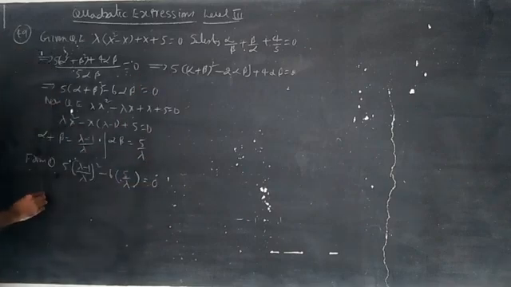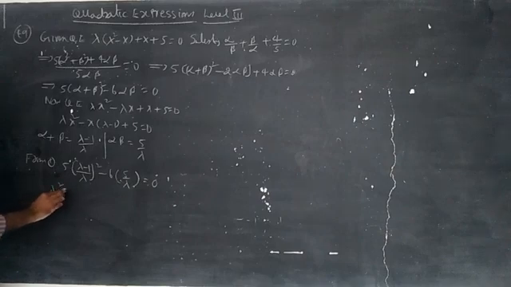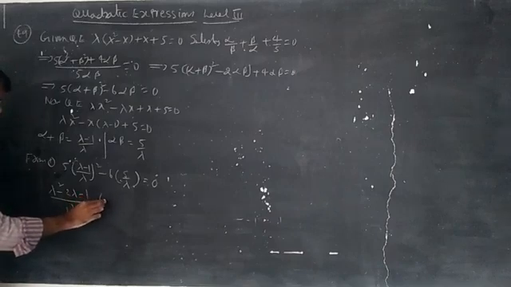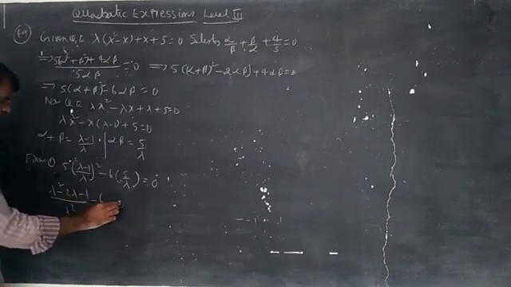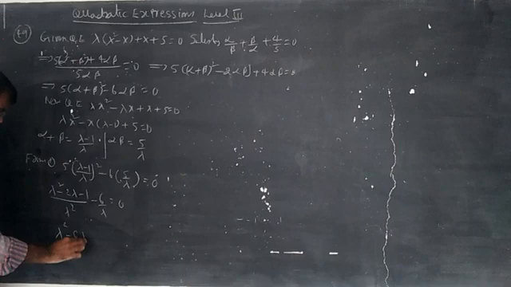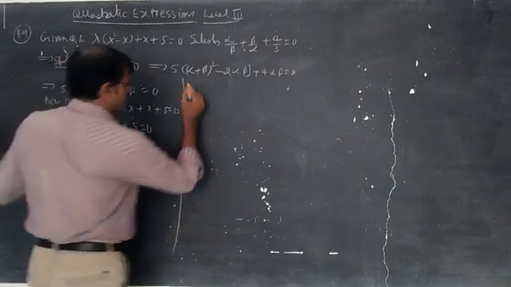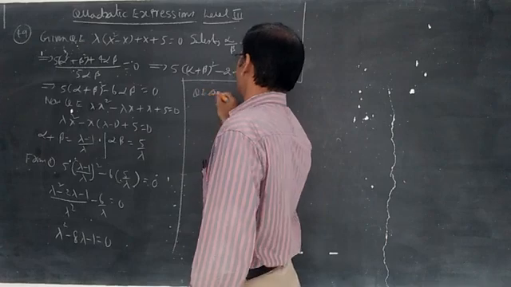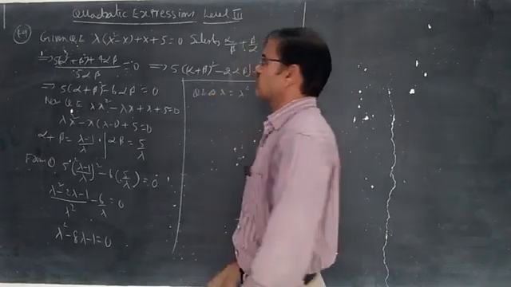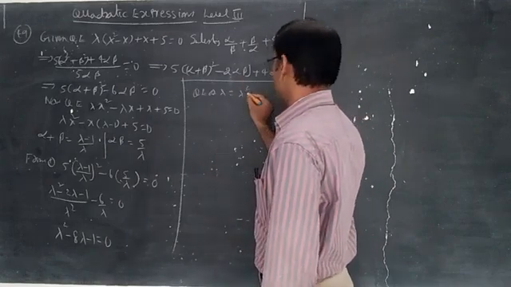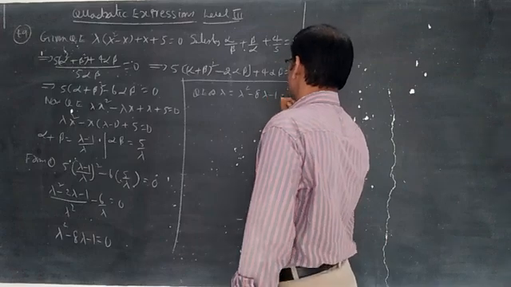So divide with 5, it becomes lambda square minus 2 lambda minus 1 whole by lambda square minus 6 by lambda equal to 0. So lambda square minus 8 lambda minus 1 equal to 0, by taking lambda square as LCM. Now the quadratic equation of lambda we got, using alpha beta roots, using the condition we got here: lambda square minus 8 lambda minus 1 equal to 0.